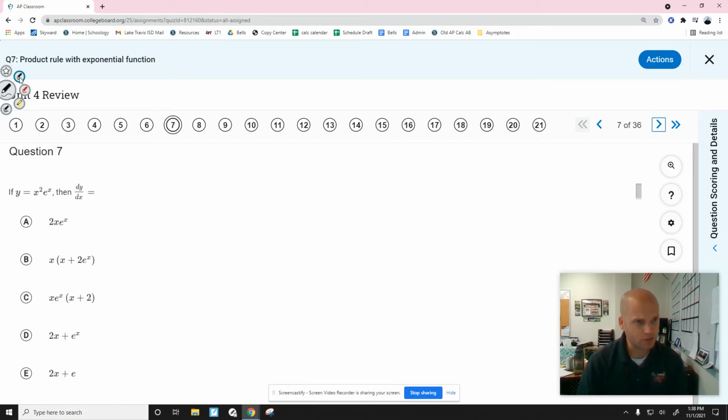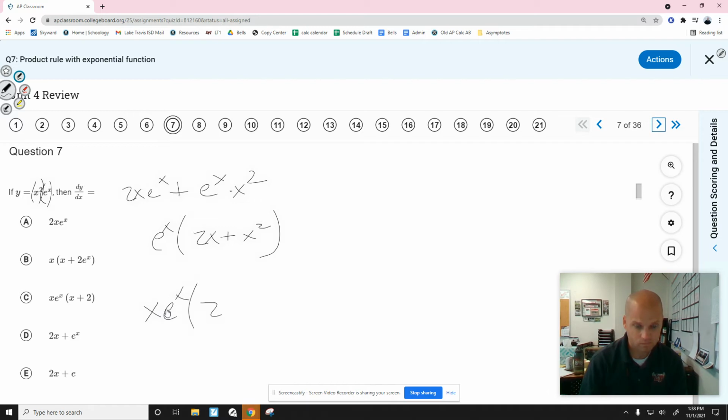All right, this is a quick little derivative rule. It's a product. Use the product rule. Derivative of the first times the second plus the derivative of the second times the first. Do I have to simplify? Well, it appears yes. This is a multiple choice question. When is simplification necessary? When we have multiple choice. E to the x factored out. X could be factored out. X e to the x, 2 plus x is the same as x plus 2. Boom. Number 8.